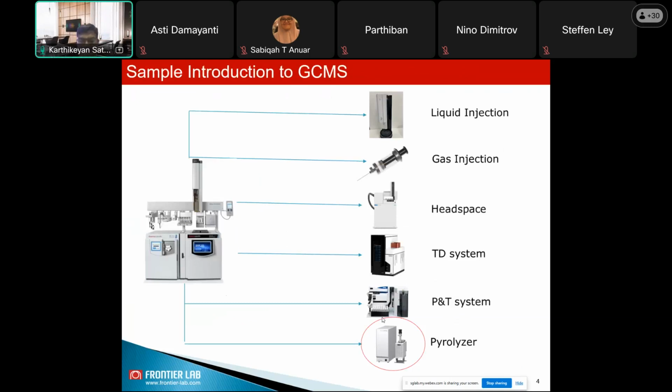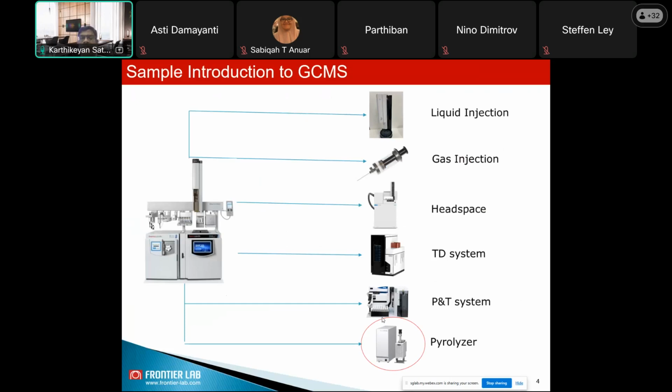So as a GCMS user, you can assume that the pyrolyzer is one of several different sample introduction systems, because as you know, GCMS has different types of sample introduction devices, starting from liquid injection, gas injection, headspace analyzer, TD system, and purge and trap. So in this line, the pyrolyzer is one such additional sample introduction system that allows the GCMS to handle solid samples without any sample preparation. So that is the value that it brings to the GCMS platform.